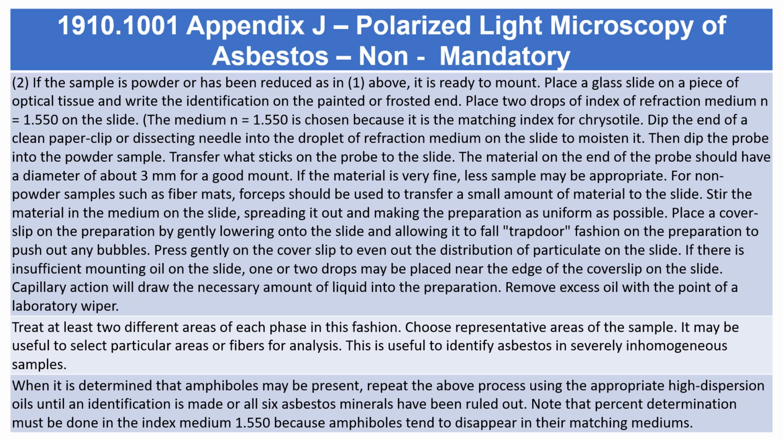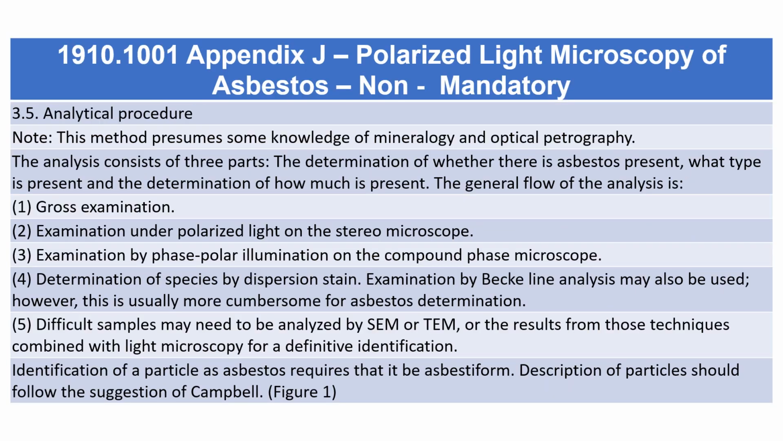It may be useful to select particular areas or fibers for analysis. This is useful to identify asbestos in severely inhomogeneous samples. When it is determined that amphiboles may be present, repeat the above process using the appropriate high dispersion oils until an identification is made or all 6 asbestos minerals have been ruled out. Note that percent determination must be done in the index medium 1.550 because amphiboles tend to disappear in their matching mediums. 3.5. Analytical procedure. Note, this method presumes some knowledge of mineralogy and optical petrography.